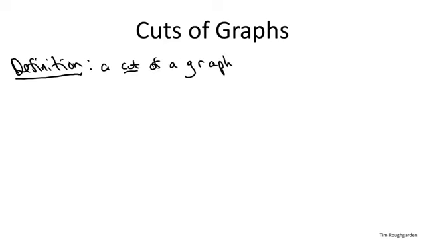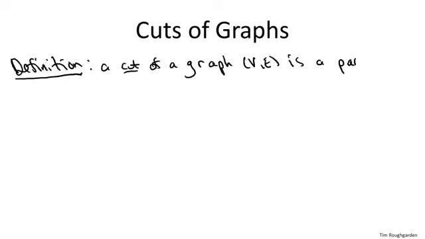Let me now talk about cuts in graphs, because again, this set of lectures is going to be about the so-called minimum cut problem. So the definition of a cut of a graph is very simple. It's just a grouping, a partition of the vertices of the graph into two groups, A and B, and both of those two groups should be non-empty.